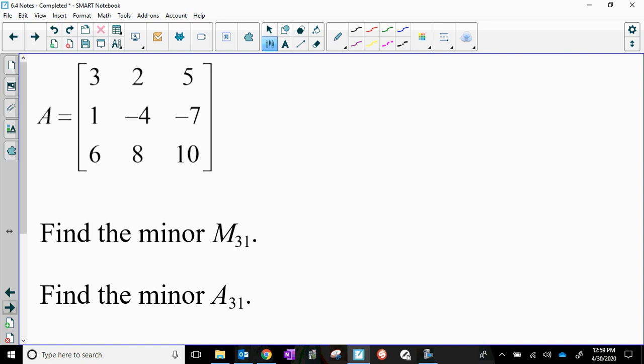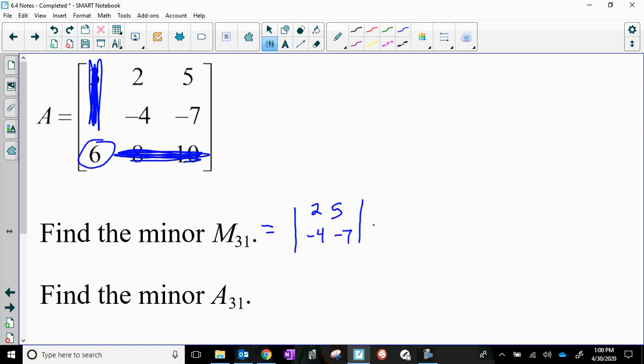Let's try this again. Row 3, column 1. I cover up that row and that column, and then what I see left for the 4 numbers is my small little minor matrix. I find my determinant just like we did in the first half of these notes. So we got negative 14 plus 20, so 6. And if you don't want to show that work, you don't have to. If you want to only show that work, that's perfectly fine.